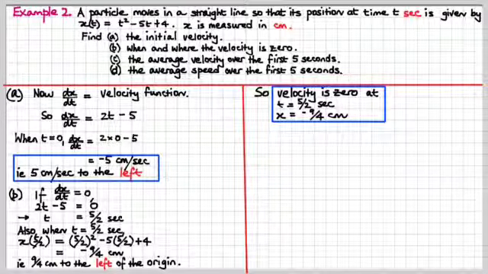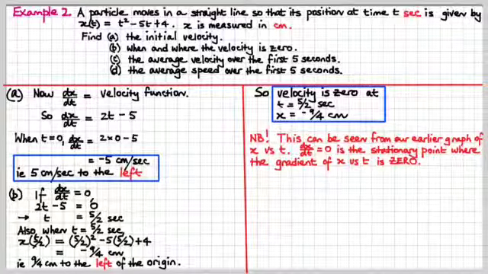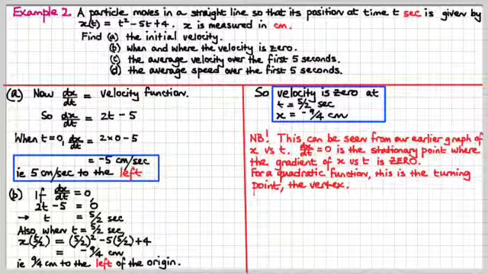Now, there it is, all summarised with Mr. Box. Thank you, Mr. Box, and a good job. So, that's got it done, hasn't it? NB, here comes the graph, guys. This can be seen from our earlier graph of x versus t. dx by dt is 0. That's the stationary point, where the gradient of the x versus t graph equals 0. For a quadratic function, this is the turning point, the vertex.